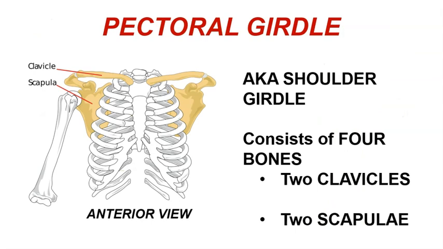The pectoral girdle, which is also known as the shoulder girdle, consists of a total of 4 bones, that is, 2 on the right side of the skeleton and 2 on the left side of the skeleton. The 2 clavicles are the anterior bones of the pectoral girdle. Meanwhile, the 2 scapula are the posterior bones of the pectoral girdle.